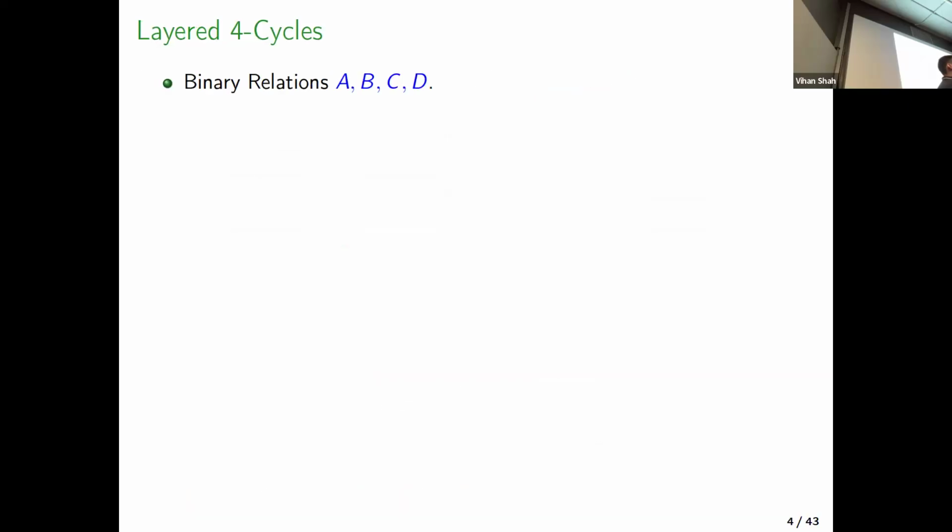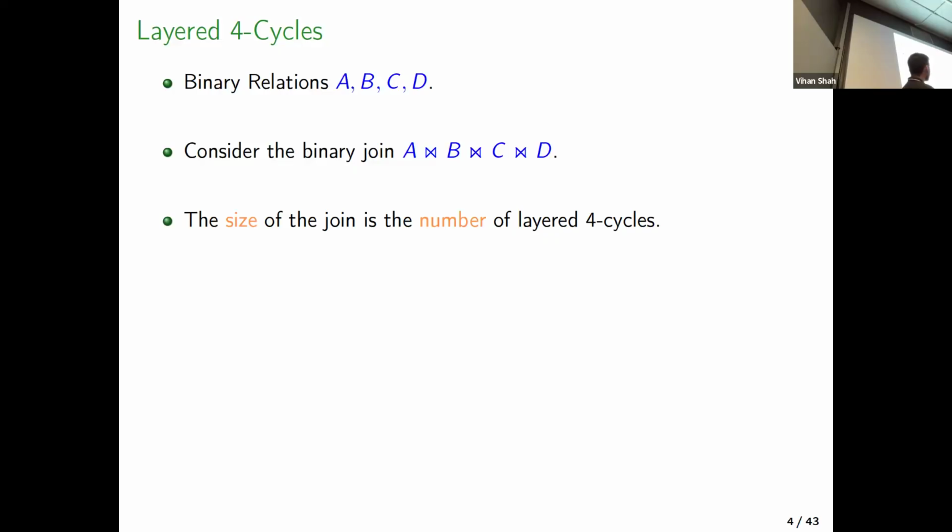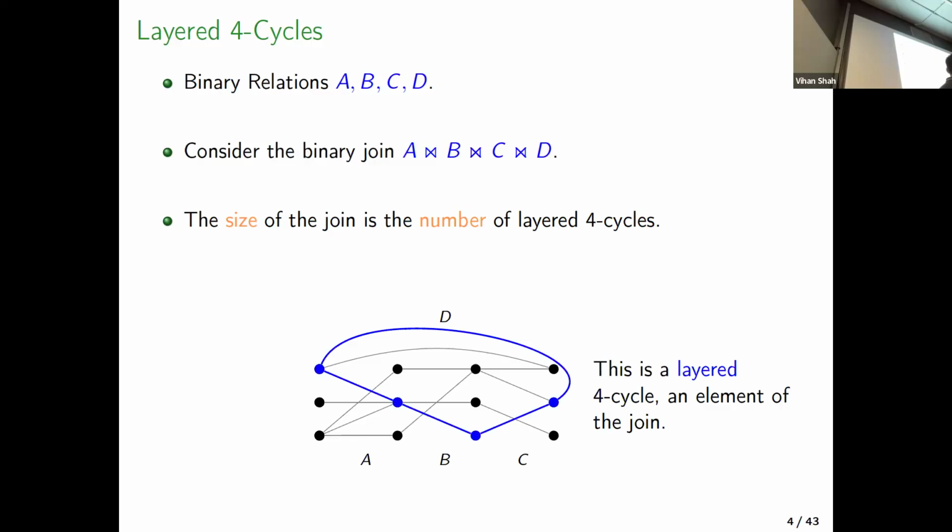So let's talk about 4 cycles. Over here you have 4 binary relations, A, B, C, and D, over 4 layers, L1, L2, L3, and L4. You want to consider the join of all of them, and the size of the join here will be the number of 4 cycles. But it'll be a special kind of 4 cycle, which I call layered 4 cycles. For example, in this graph, this is a layered 4 cycle. You need to have 1 vertex in each layer. And this is not a layered 4 cycle. So we'll be interested in layered 4 cycles.